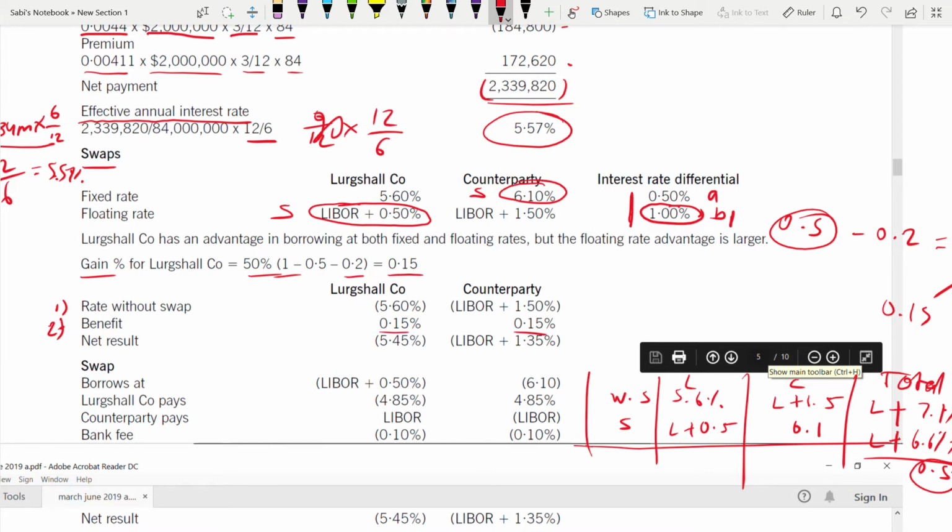0.15 percentage benefit without bracket. But you have to deduct your without swap benefit, and you have to get the net result. Net result is very important. Everything depends on your net result.